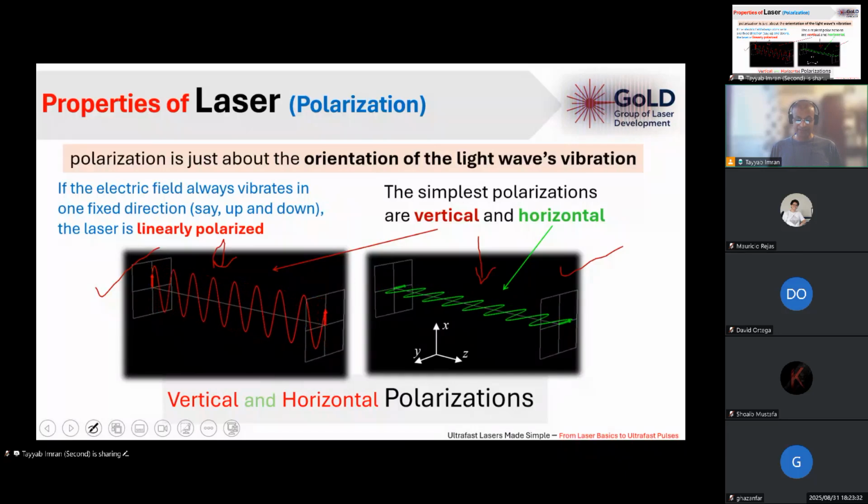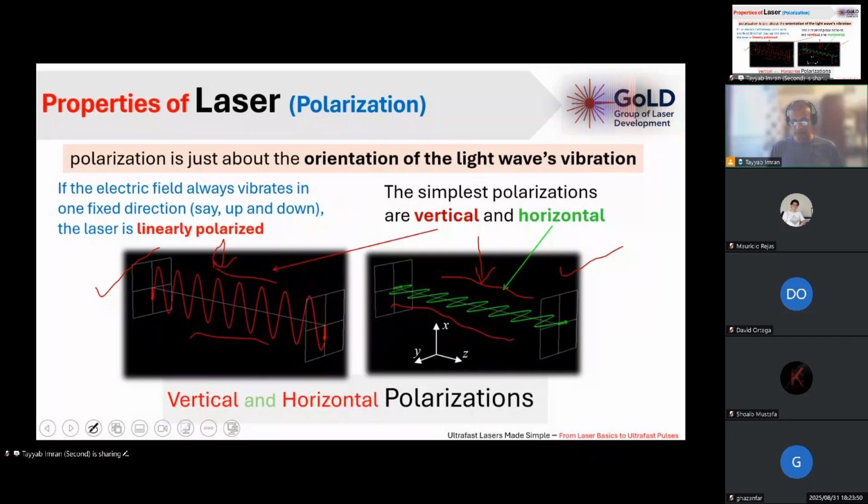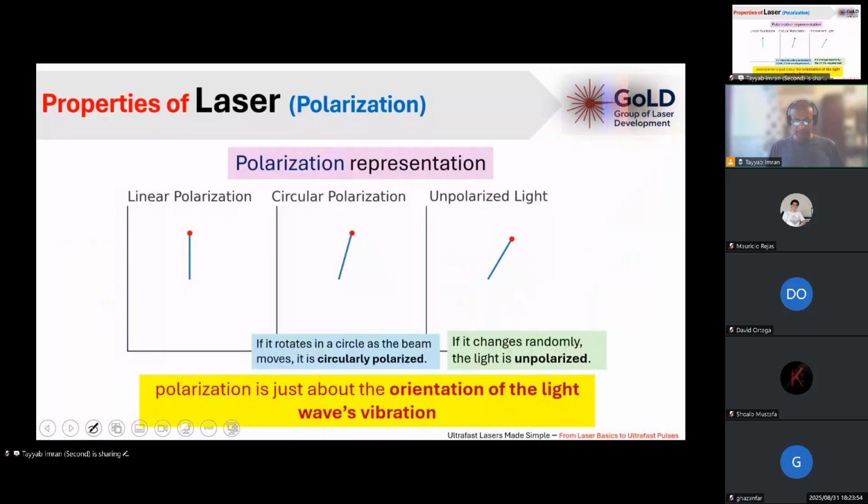So vertical and horizontal polarization are categories of linear polarization. Linear polarization can be vertical and can be horizontal. This is the field of vibration in the case of horizontal, and this is in the case of vertical polarization. Okay, and if we move further, here, this is a polarization representation.